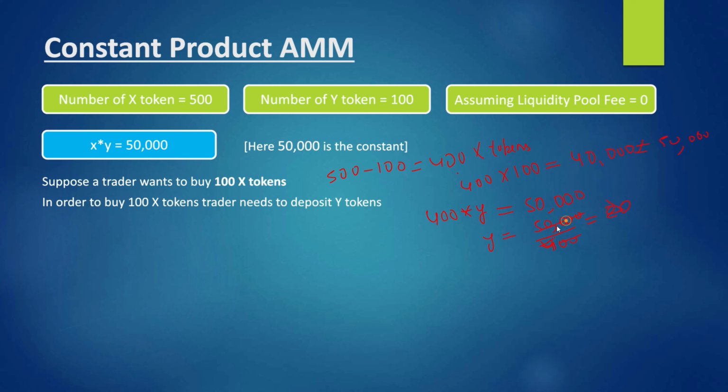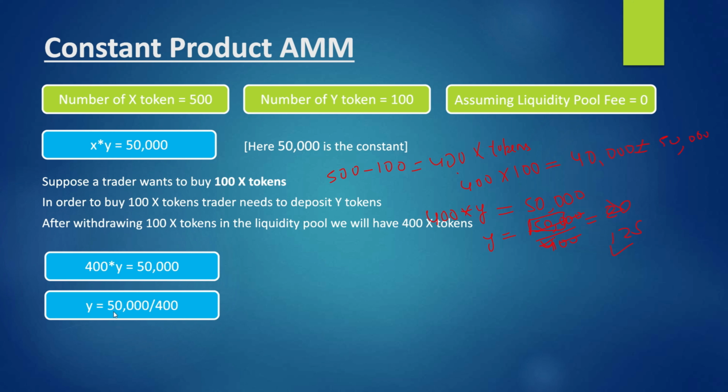So it should be 125, right? It should be 125 because 500 is in the numerator and we have 4 in the denominator. If you calculate it, it will be 125. So let us cross-check this. After withdrawing 100 x tokens, there will be 400 x tokens left. So 400 into y, and if you calculate, y will be 125.